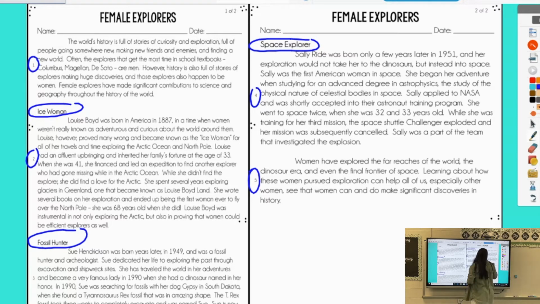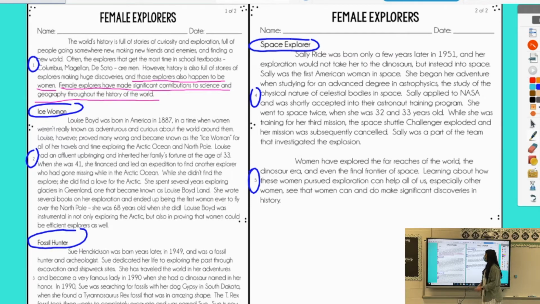Let's go ahead and underline that these explorers that we're speaking of in this passage are going to be women, and then we're going to underline this sentence as well. Female explorers have made significant contributions to science and geography throughout the history of the world.